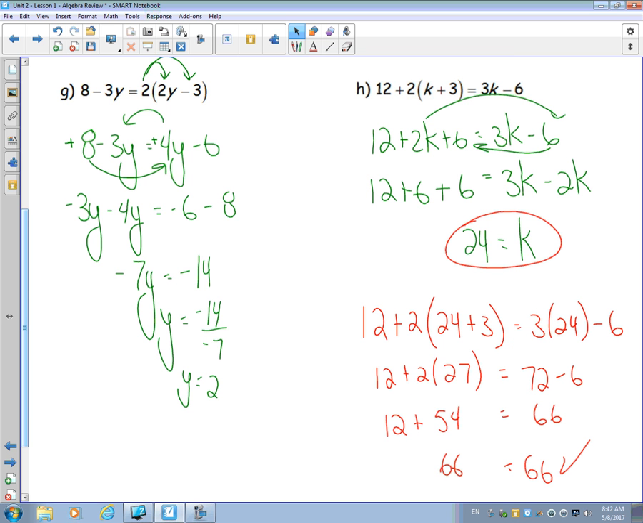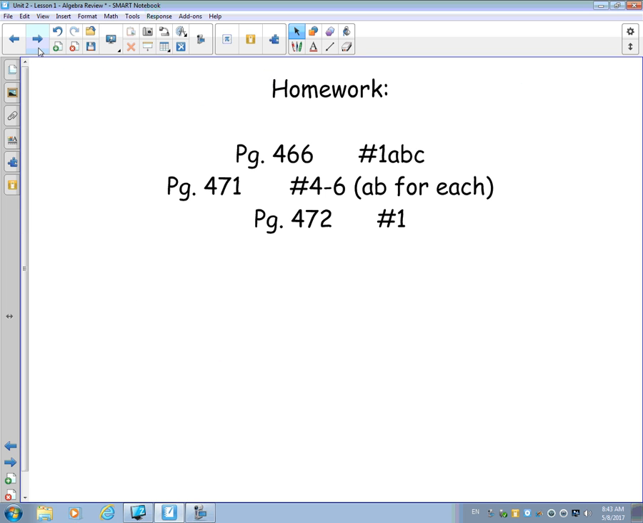I've checked it. So that's the end of that lesson. Just a review of some algebraic expressions, how we can collect, which we call simplifying, how we can evaluate, just calculating, and how we can solve. And solving by far is the most important thing to us.